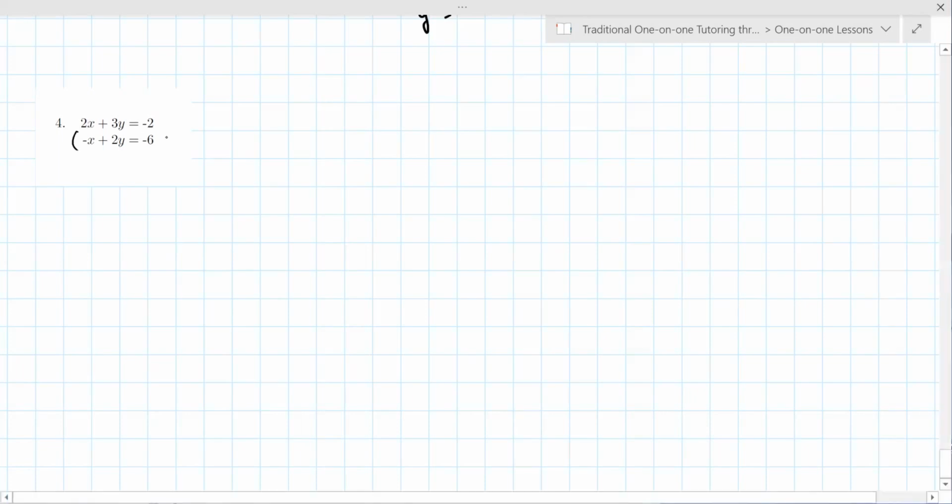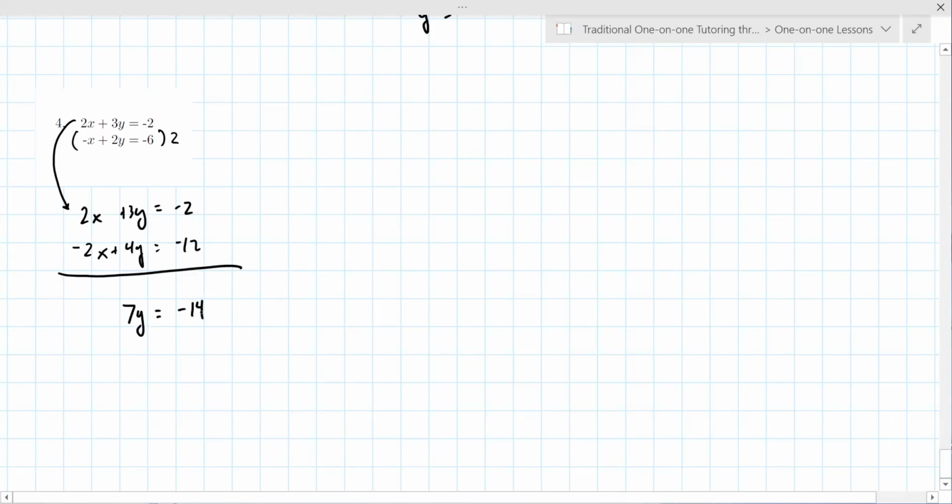So if you multiply the second one by 2, you get minus 2x plus 4y equals minus 12. Bring that first one down, 2x plus 3y equals -2. Now you can just add them to get rid of one of the variables. So that's 7y equals minus 14. And then y equals -2.